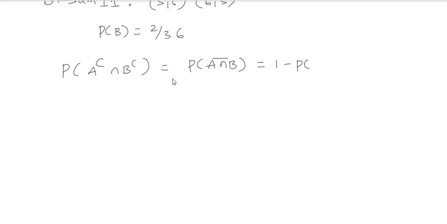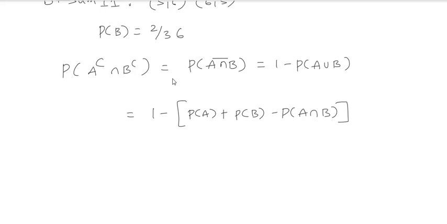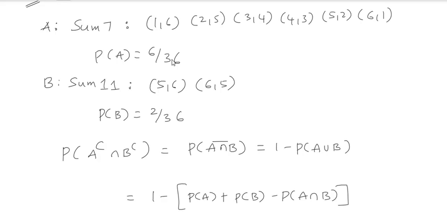1 minus probability of A union B. So again, what happens here? 1 minus probability of A union B means, by the addition theorem, probability of A plus probability of B minus probability of A intersection B. If you check here, it has the same sample space, and the occurrence of event A and event B: the occurrence of one event does not depend upon the occurrence of the other event in the same sample space.